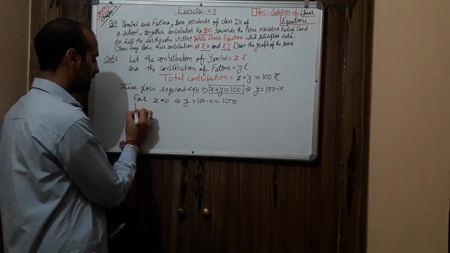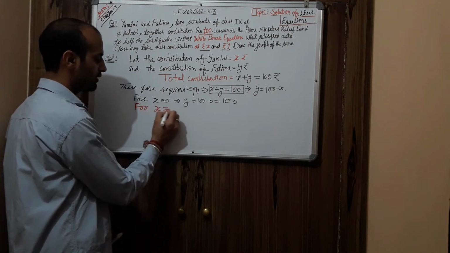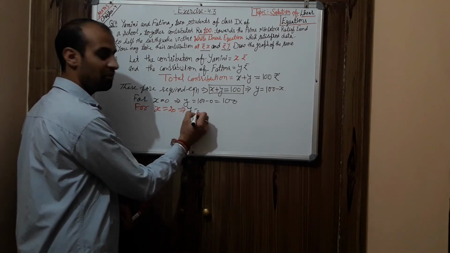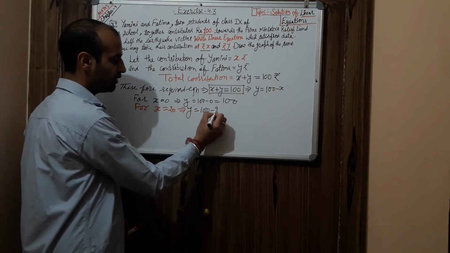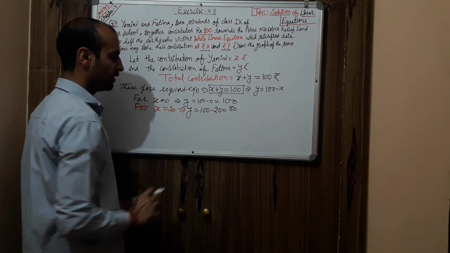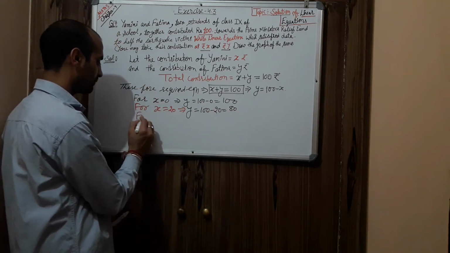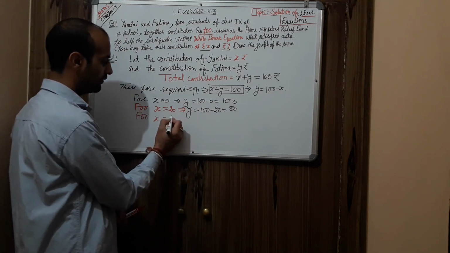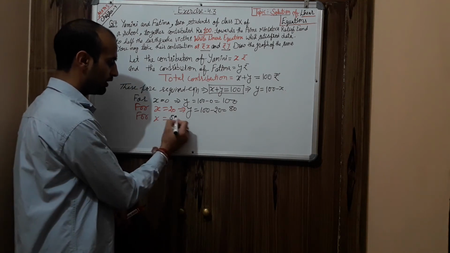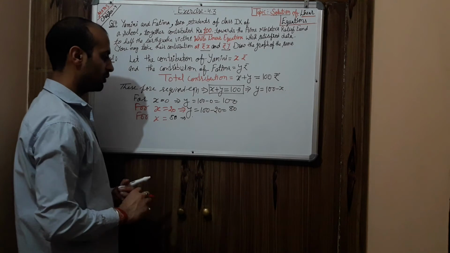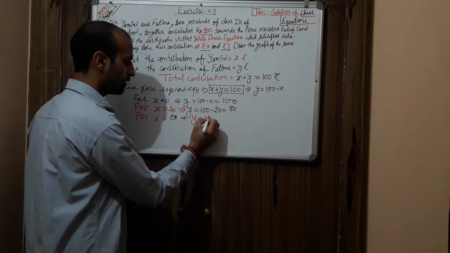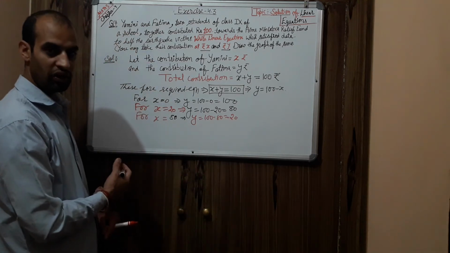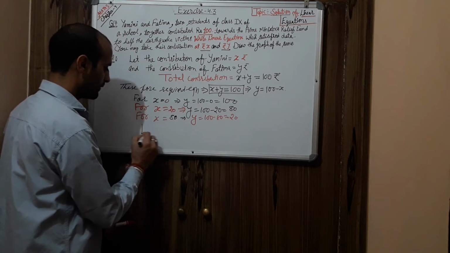Second time, maybe the first girl has given rupees 20. That means you need to subtract 20 from 100 and you will get 80 as the contribution of the second. Then for x you can take maybe 80. If the first girl had donated 80 rupees, what would be the value of y by that time? You can see 100 minus 80, it is 20. As I told you, you can draw a rough table for this.